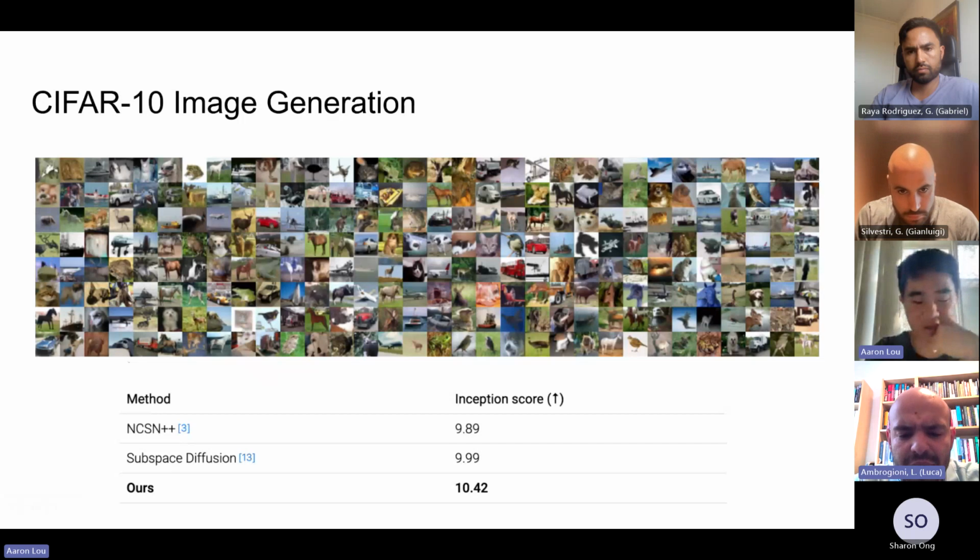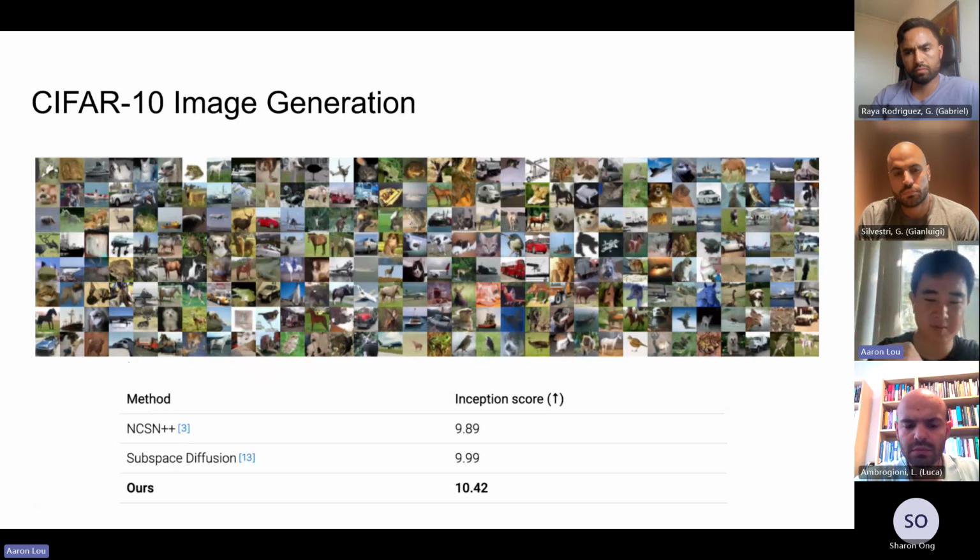So how is this computed? The inception score is the standard: take 50,000 images and go through a standard inception network. Make sure that the features match up, basically.